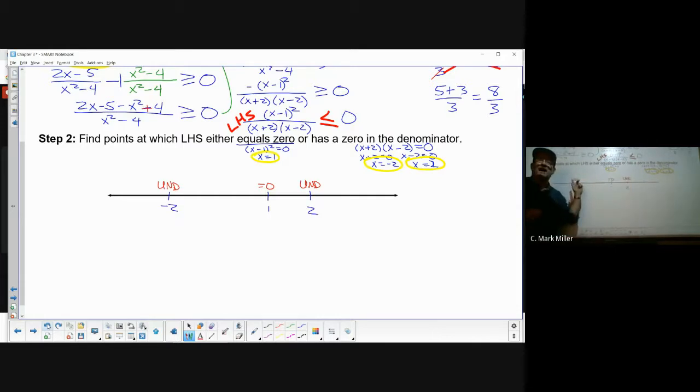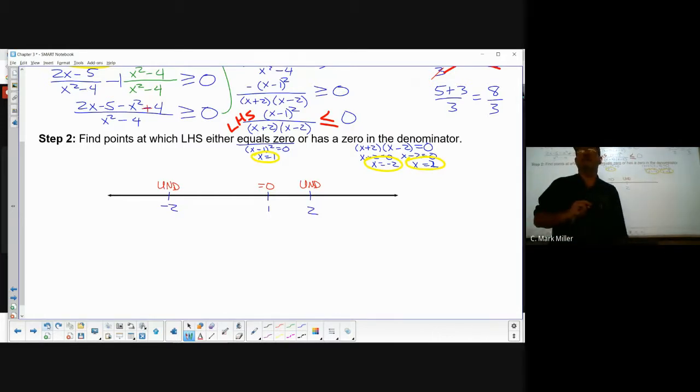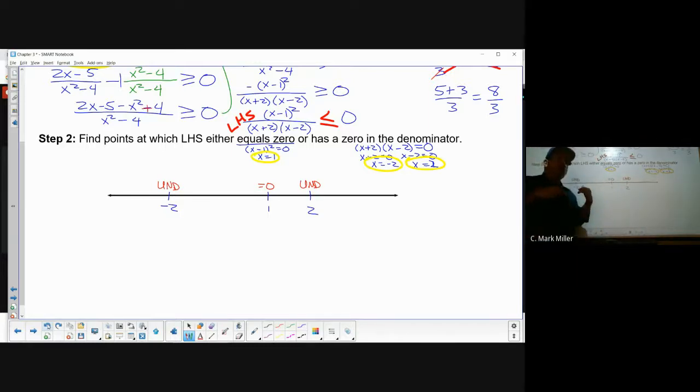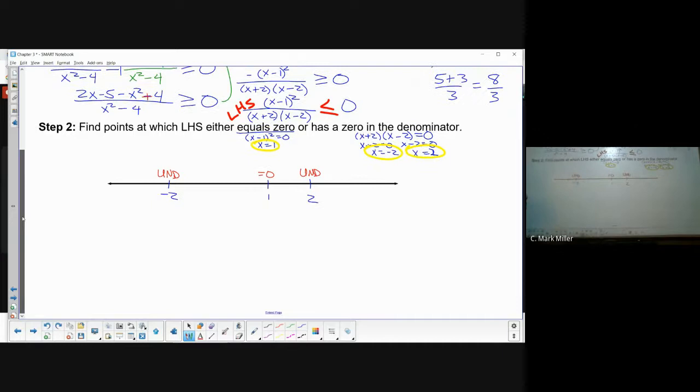Places where it's undefined will never be in a solution set. Never, never, never. Places where it equals 0 could be in a solution set, just like the last example. All right. So now what are we going to do? We're going to pick a point in each interval.